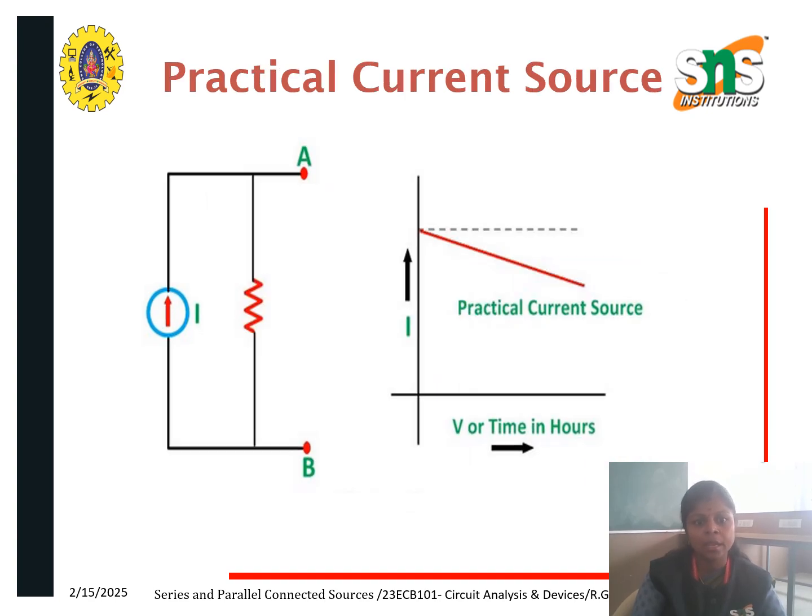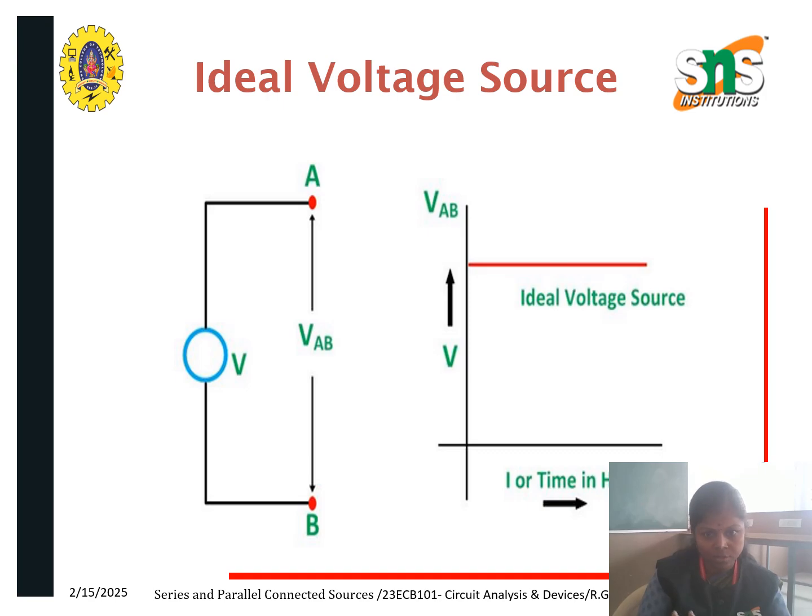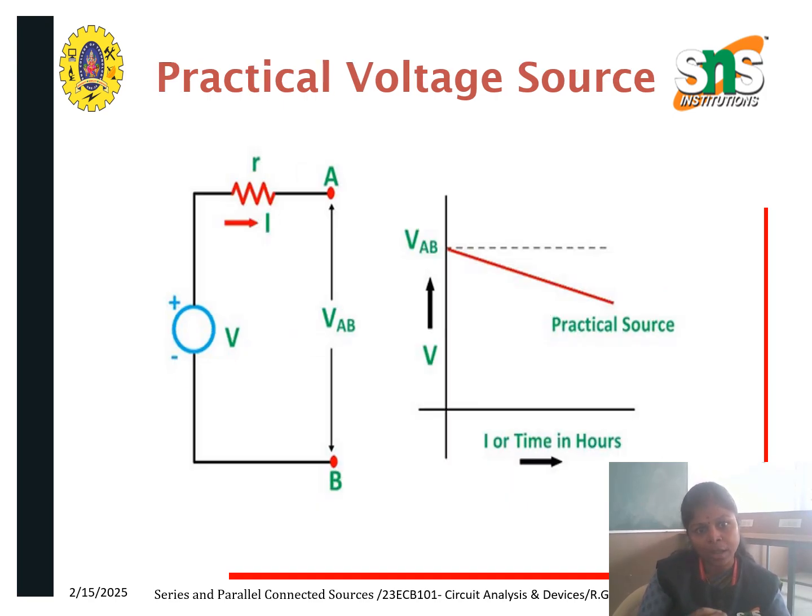Practical current source. In a practical current source, a current source is connected along with a resistance in parallel. Due to the internal resistance effect, the current delivered will be reduced compared to the ideal current source with respect to voltage. For an ideal voltage source, the voltage will be constant with respect to current. Whereas in a practical voltage source, a resistance is connected in series with the voltage source, and there is a fluctuation in the voltage. Therefore the voltage drops down with respect to current.